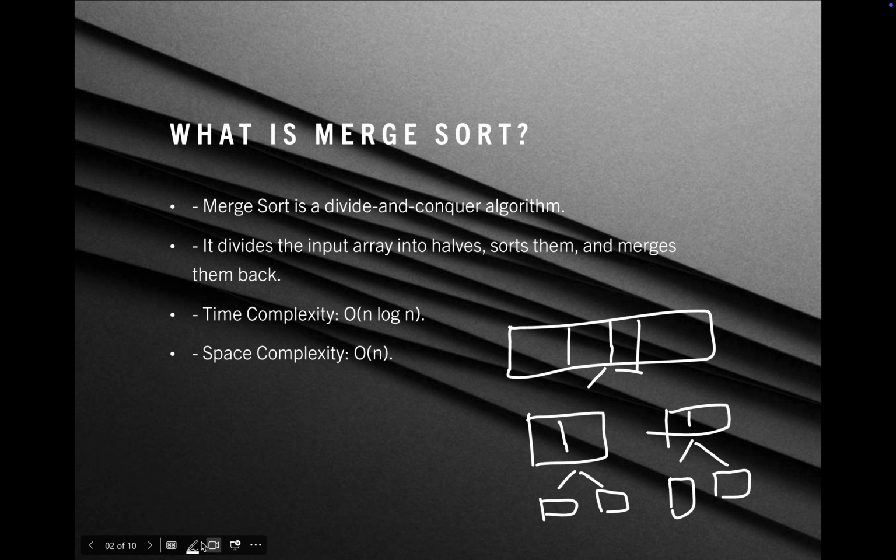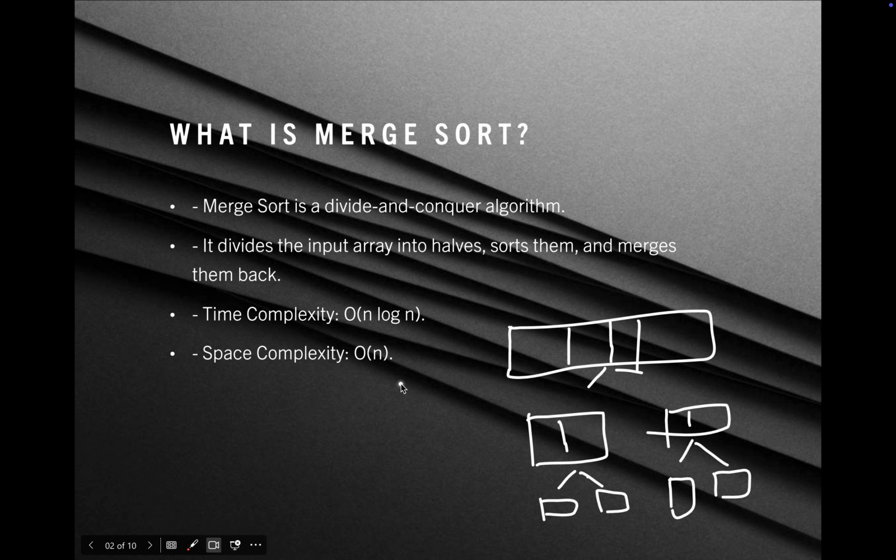So this is why it is written that merge sort is a divide and conquer algorithm, and it divides the input array into halves and sorts them. When you have a single element, you do the sorting operation. Sort means arranging the array into ascending order. And after that you have to merge. How all of this works, I will be explaining in this video.